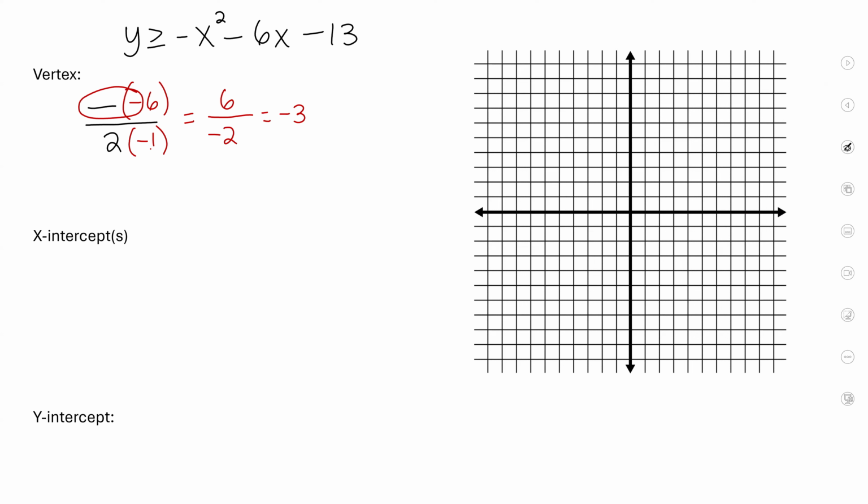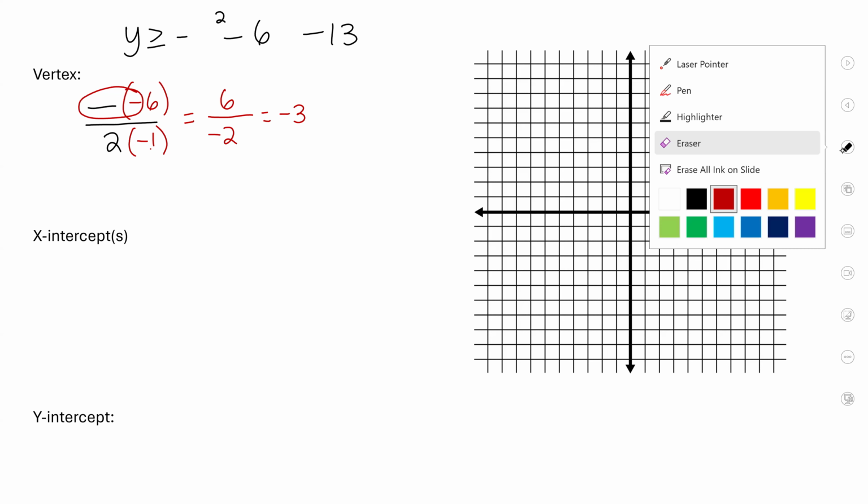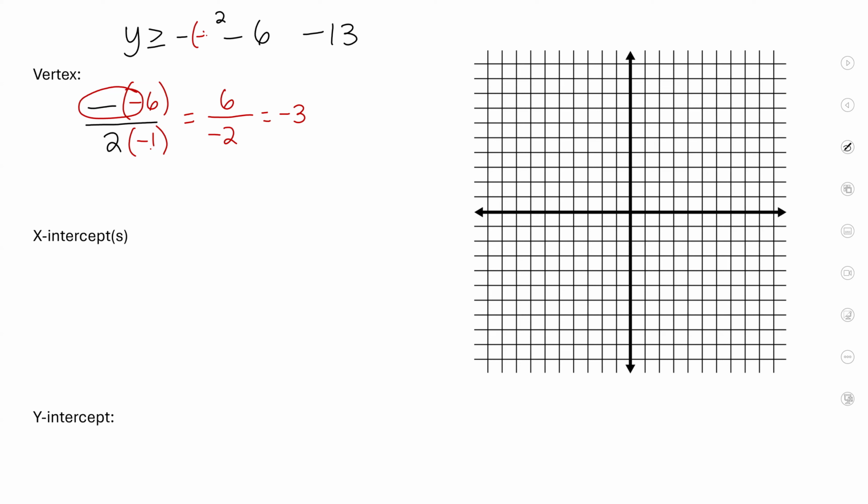Then you should be plugging in a -3 into your function to figure out what the Y value is. So -3 squared is 9, and it becomes a -9. -6 times a -3 is +18 minus 13. What does this become? What's -9 plus 18 minus 13? -4. So that is my vertex.